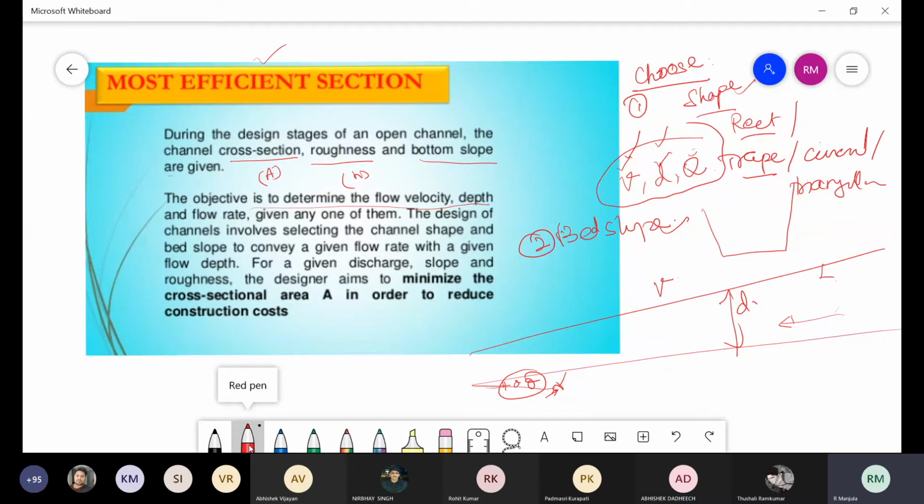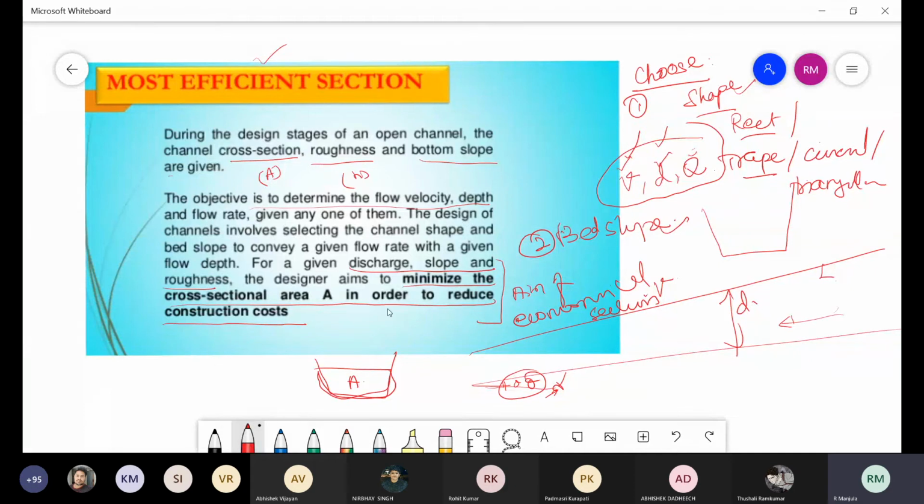For a given discharge, slope, and roughness, what is the main aim? To minimize the cross-sectional area in order to reduce the construction cost. This is the aim of your economical section. So if we want to design an economical section, I have to minimize the cross-sectional area, so that I can reduce the construction cost. That is your most economical section.